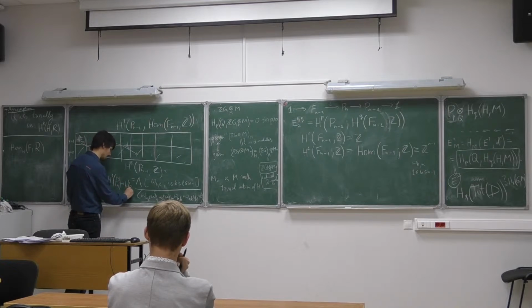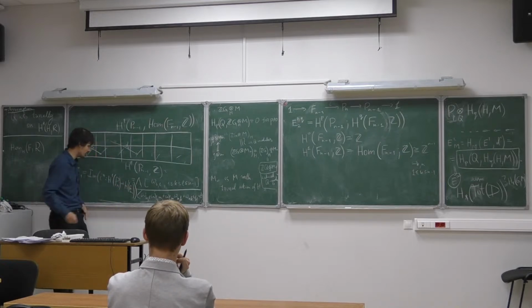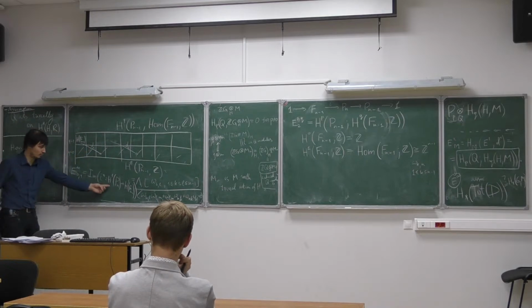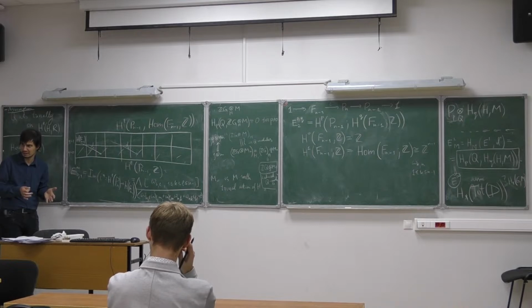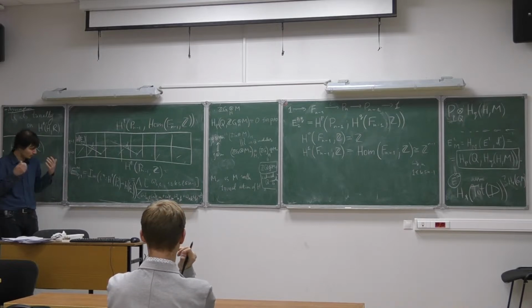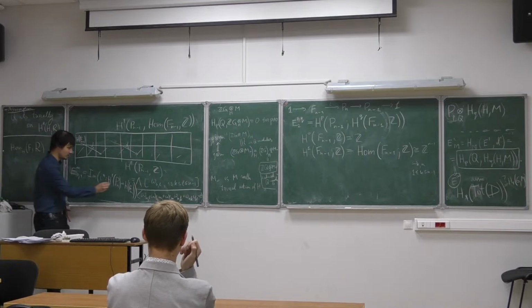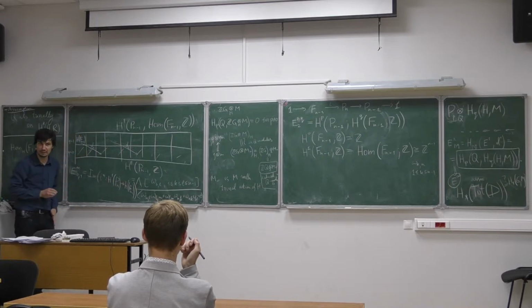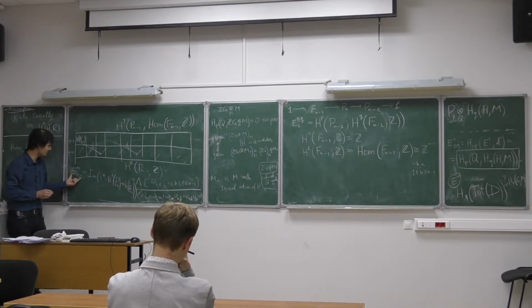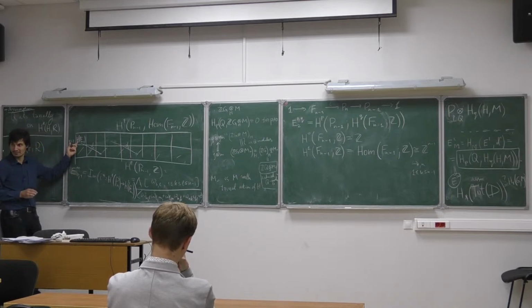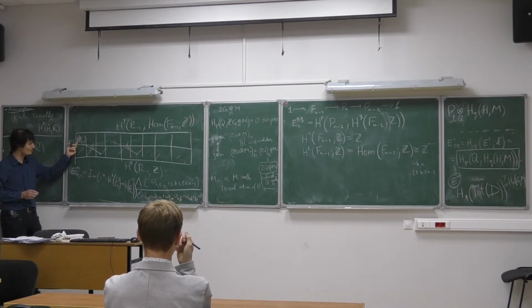So this is exactly the image of I star from the first cohomology of P_n to the first cohomology of F_{n-1}. But what about the first cohomology? We have computed it in both cases. We have the presentation, and we know the Homs from these groups to Z, and it is easy to see that it is surjective. So this must be the whole group, and so these differentials must be 0.